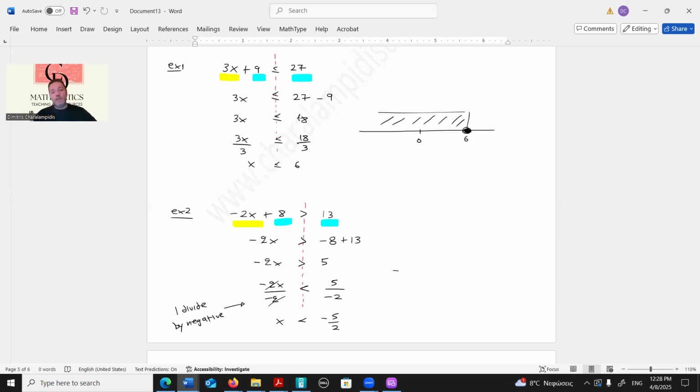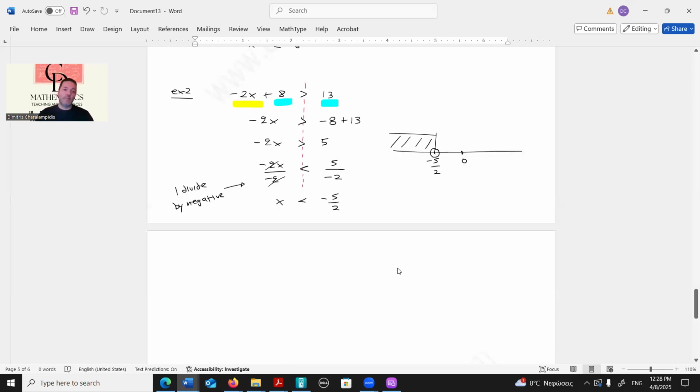And now I need to support this with a number line. I'm placing 0 somewhere in the middle. Negative 5 over 2, it's a negative, so somewhere at the left of 0. It says smaller, so we should go to the left. It doesn't include any equal, so the circle should be not fully shaded. Let's do one last example.